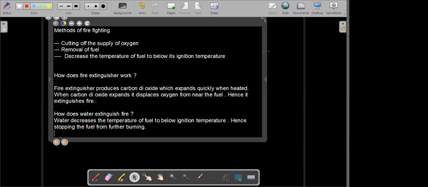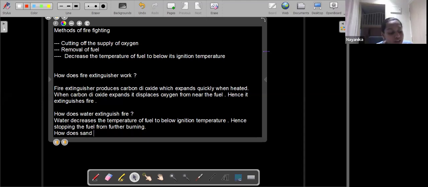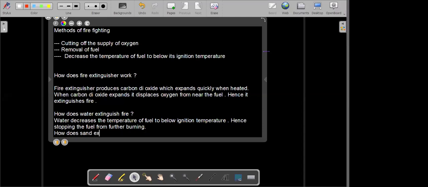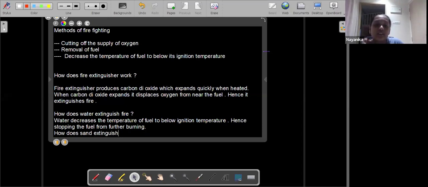The next question is how does sand extinguish fire? Who will explain how sand extinguishes fire? Sir, so sand covers the fuel, which causes it to stop burning as it stops oxygen from getting to the fuel, which does not allow it to burn, sir.